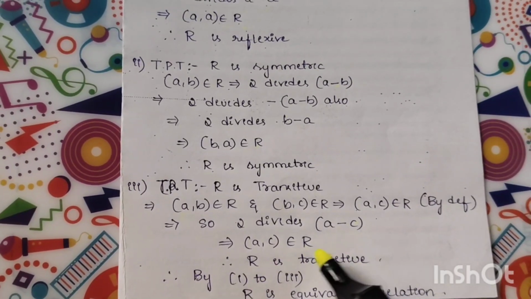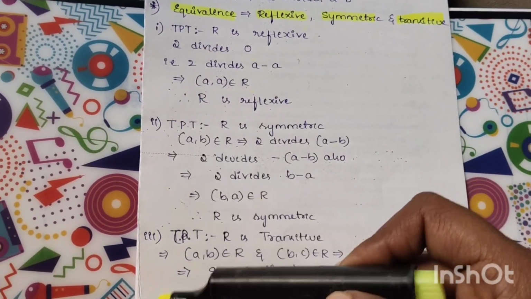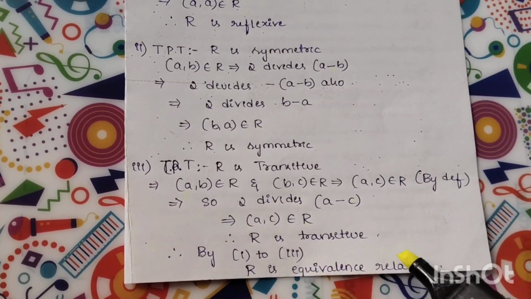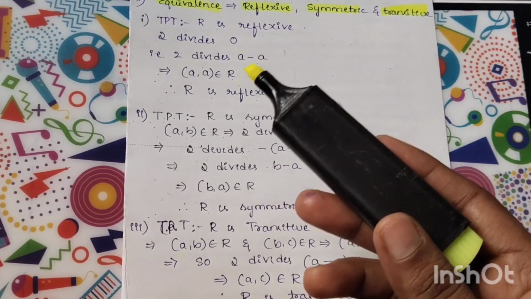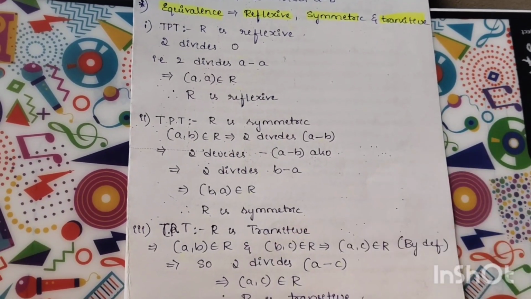Therefore, R is transitive. By 1, 2 and 3, R is an equivalence relation, that we proved. R is reflexive, R is symmetric and R is transitive.